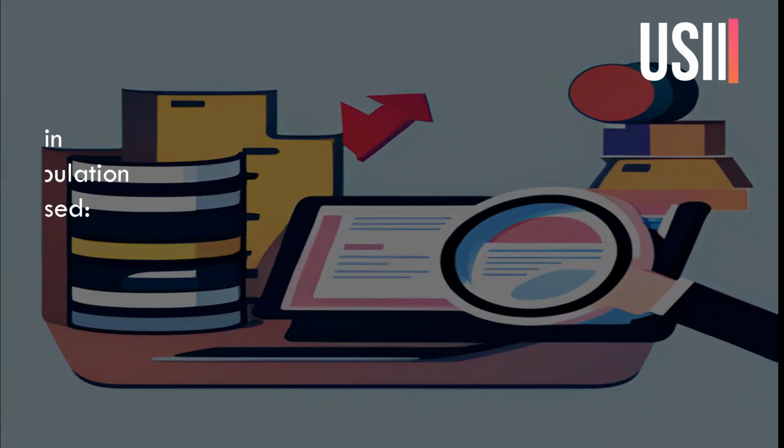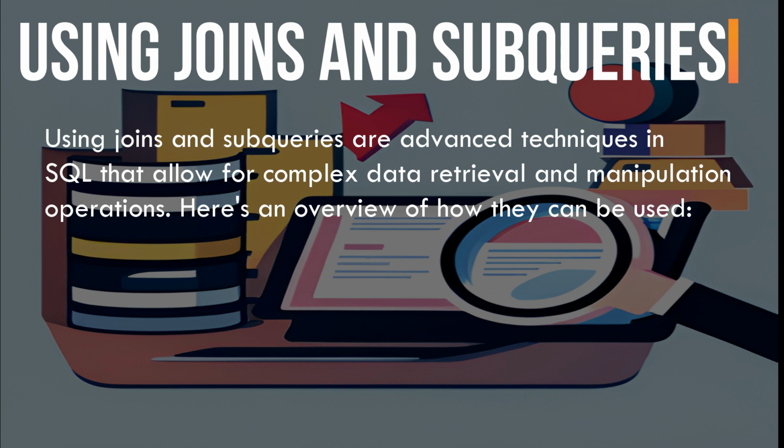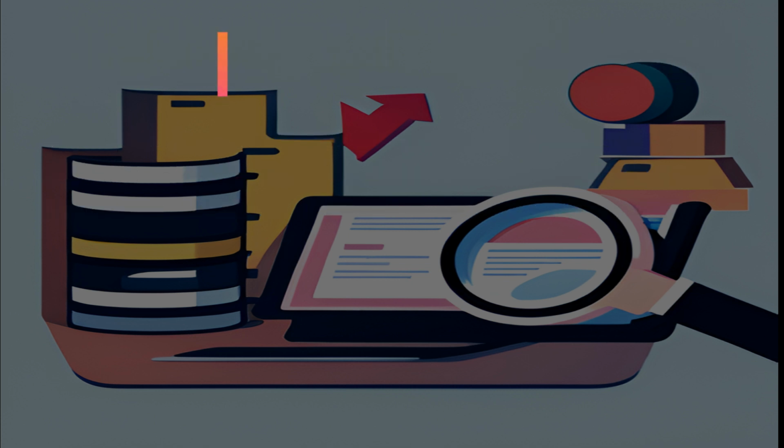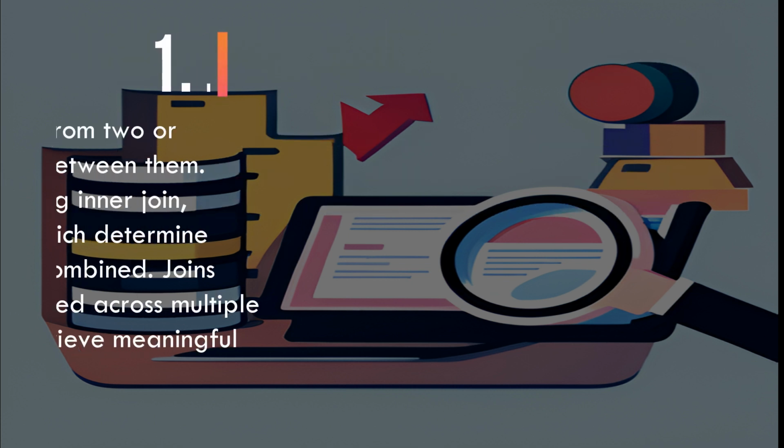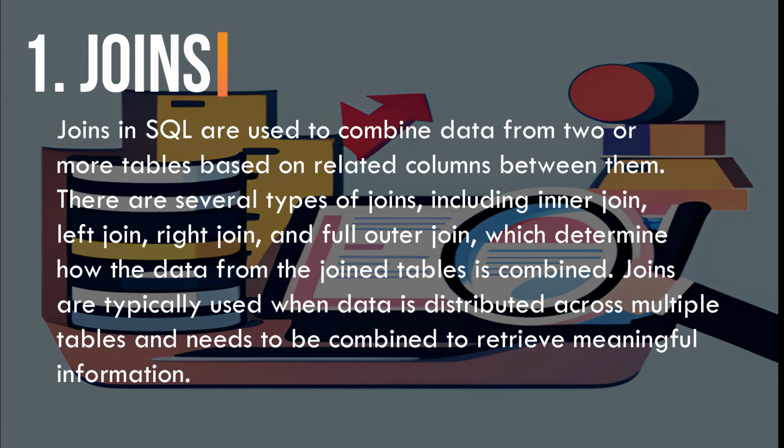Using joins and subqueries. Joins and subqueries are advanced techniques in SQL that allow for complex data retrieval and manipulation operations. Here's an overview of how they can be used. 1. Joins. Joins in SQL are used to combine data from two or more tables based on related columns between them. There are several types of joins, including inner join, left join, right join, and full outer join, which determine how the data from the joined tables is combined.